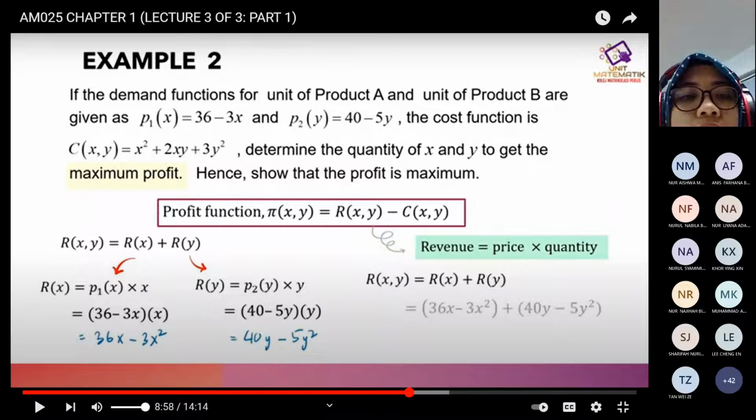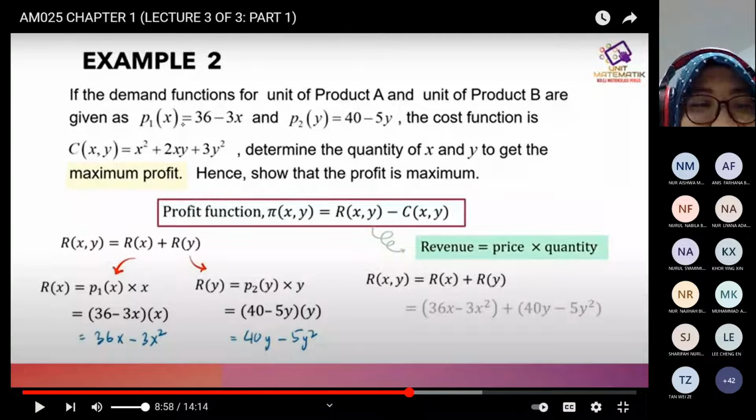So here, in example 2, the question gives you the demand function, but the question asks you about the profit function. So you need to remember the profit function comes from R(x,y) minus C(x,y). So what is your R(x,y)? Revenue equals price times quantity. So what is your price? You need to remember, price refers to this demand function.